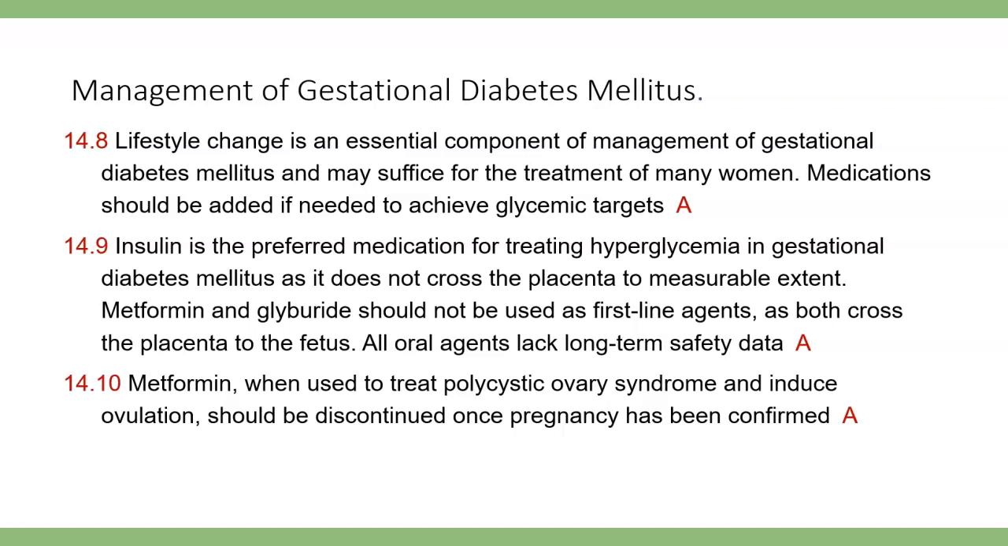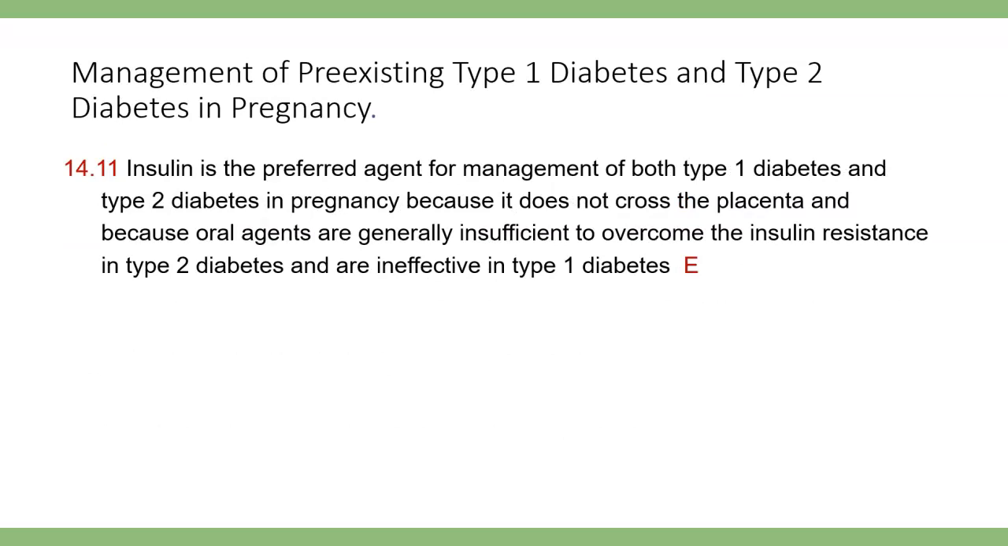So you can have 15 carbs at lunch, which is 1 serving. You can have 30, which is 2 servings at dinner. This is just an example. Insulin's the preferred medication in gestational diabetes because it does not cross the placenta. Metformin and glyburide should not be used as first-line agents in pregnancy. These cross the placenta, and metformin, if they're on it already for PCOS, should be discontinued once they find out they are pregnant. So the main thing is insulin's the preferred management for both type 1 and type 2 diabetes in pregnancy.